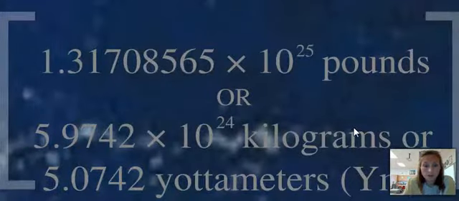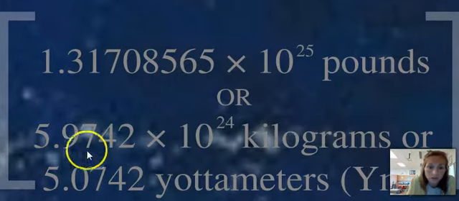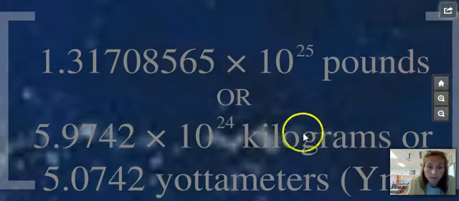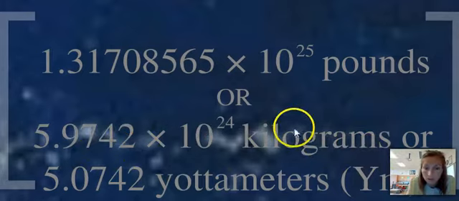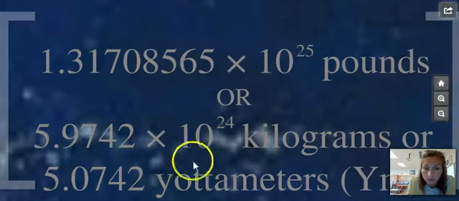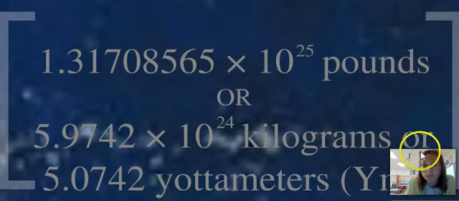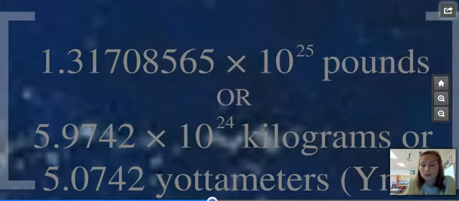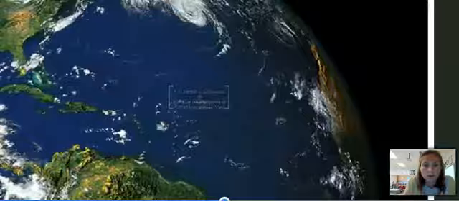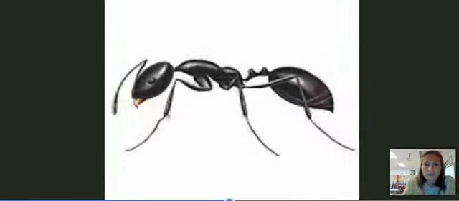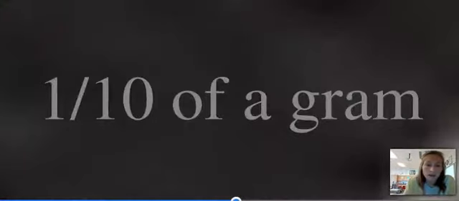And we would use kilograms for the mass of the Earth because it's very, very large. And here you have the scientific notation again, in kilograms, 5.9742 times 10 to the 24th kilograms, or what is known as 5.0742 yottameters. Again, probably an unfamiliar unit of measurement that we're not going to use very often, but kind of cool to know. And then you have a tiny, tiny little ant, and its mass is 1/10 of a gram. So again, pretty broad range spectrum for mass.